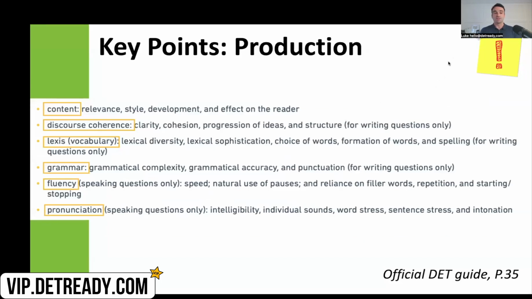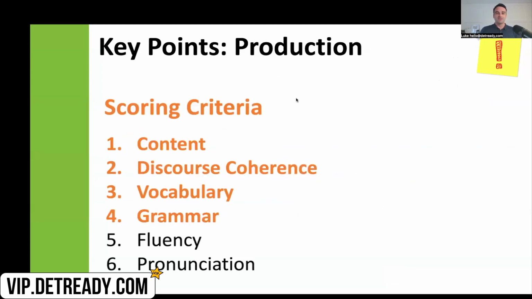So you have these points: content, discourse coherence, lexis, which is vocabulary, grammar, fluency, and pronunciation. Of course, fluency and pronunciation are for speaking, not for writing. So for writing, we're looking at these points here. Content is, does your answer answer the question you're given? So does your answer actually respond to the question, or are you talking about something different? If you talk about something different, you'll lose points. So try to answer the question directly. Usually, even if the question has several parts, try to answer all parts of the question.